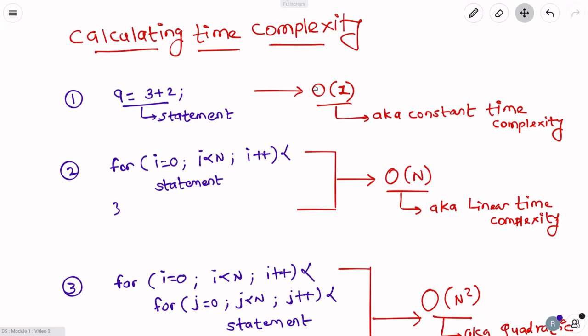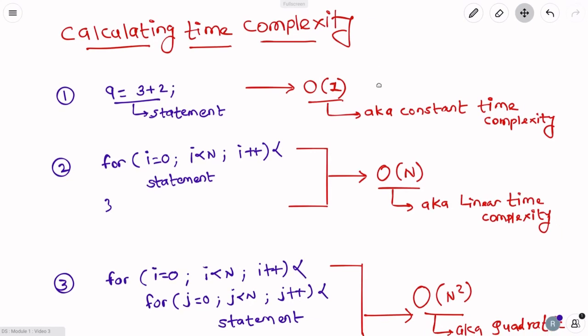For the first example, I have written a simple statement, a = 3 + 2. This simple statement is going to take 1 unit of time, or it is a constant expression which is going to run in constant time. When I say representing time complexity in terms of asymptotic notation, we are going to consider big O notation, because as I said, big O is commonly used.